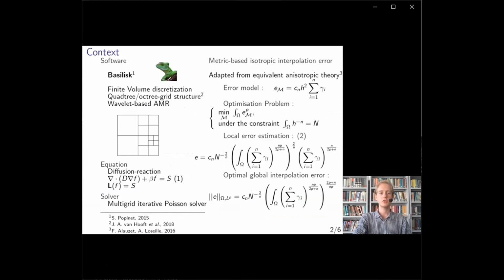For this work, we use the software Basilisk, which is developed by Popinet and which uses finite volume discretization on a quad-tree grid structure. It also has its own wavelet-based adaptive mesh refinements implemented. We focus on the diffusion reaction equation, noted by one on the slides, which is solved using a multi-grid iterative Poisson solver. Later in this presentation, we will also use a metric-based isotropic interpolation error, which we newly adapted from the equivalence anisotropic theory from Alauzet and Loseille, and we made this adaptation due to Basilisk grid constraints.